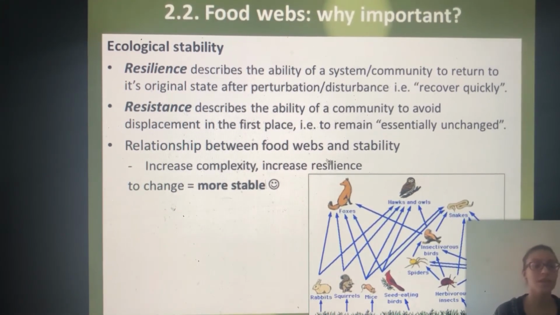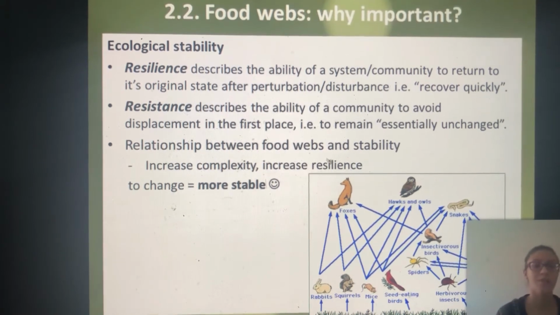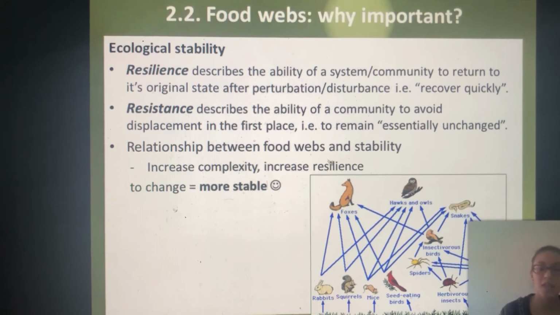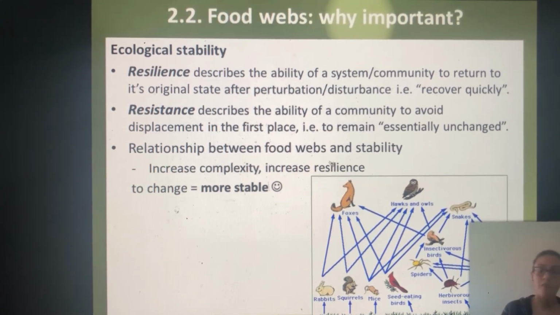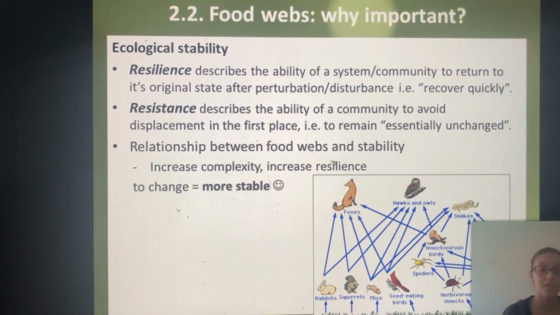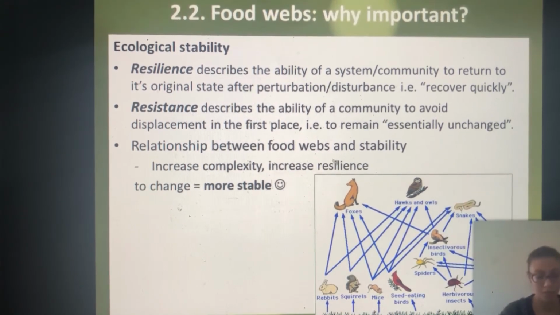So it turns out that there's a relationship between food webs and stability. For instance, if we increase the complexity in a food web, so there's more overlapping food chains, this actually makes the community more resilient, which is good because it makes it more stable.